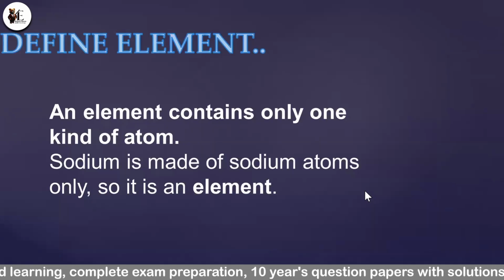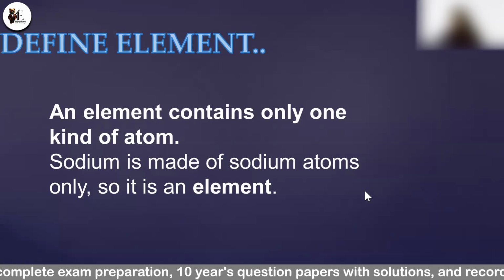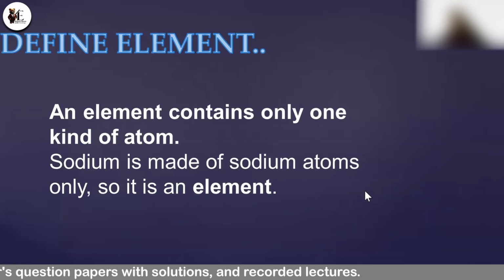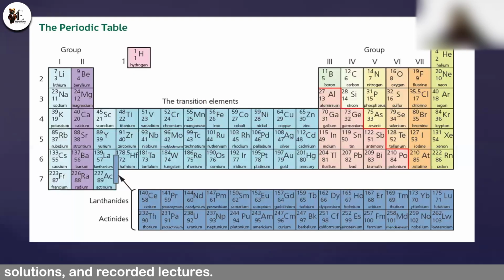Element. Yes. So what is the definition of an element? It contains only one kind of atom. Very simple definition, right? No hard and fast theory here: an element consists of only one type of atom. Sodium is made up of sodium atoms, so it is an element.